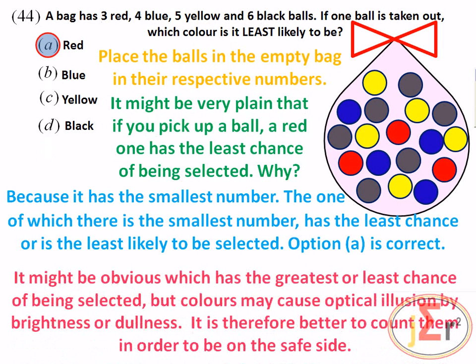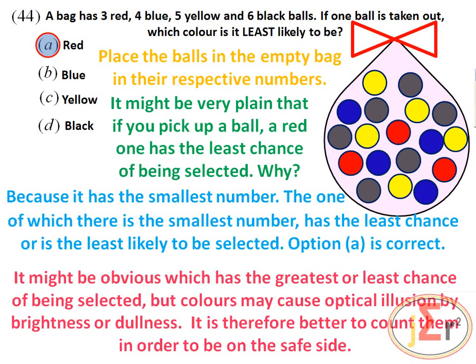It might be obvious which has the greatest or least chance of being selected, but our colors may cause an optical illusion by brightness or dullness. It is therefore better to count them in order to be on the safe side.